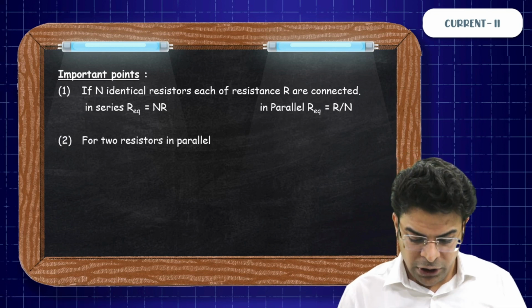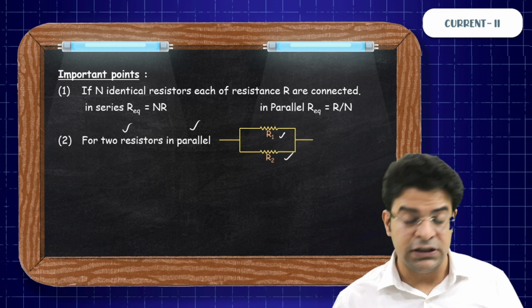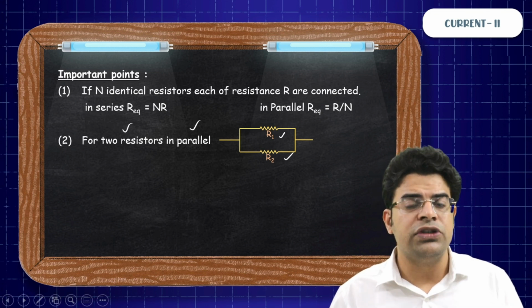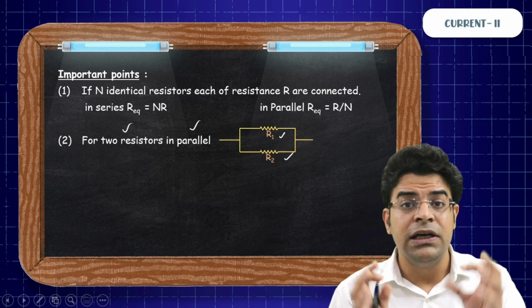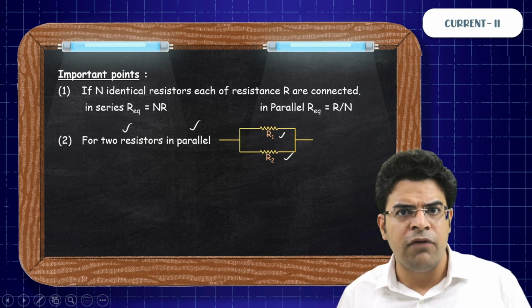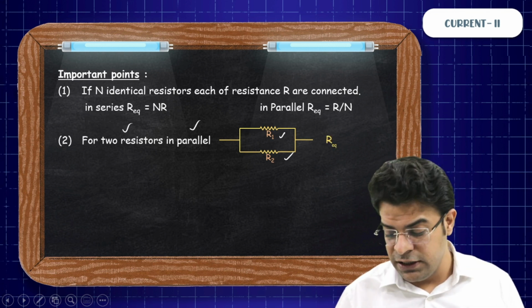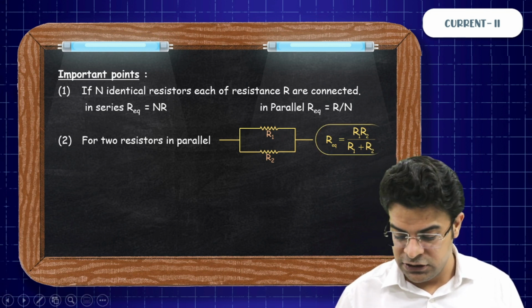So moving on, if two resistors are connected in parallel, better don't use every time 1 upon R equivalent equals 1 by R1 plus 1 by R2. What I am telling you here is just a time saving method. Rather than using 1 upon R equivalent equals 1 by R1 plus 1 by R2, use that R equivalent is R1 R2 upon R1 plus R2, which we have just done in the last slide.